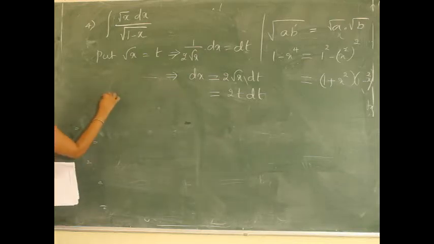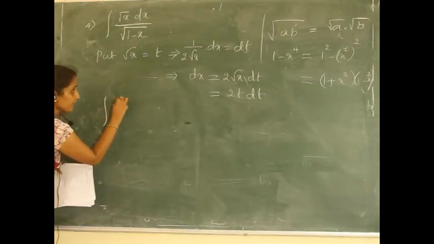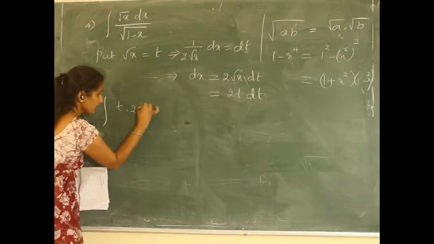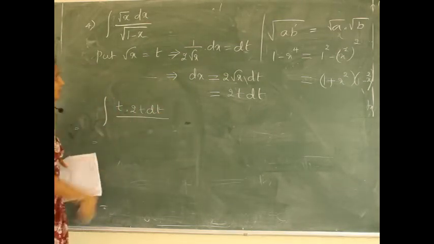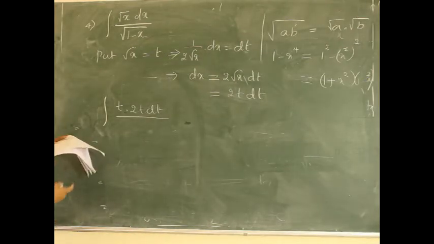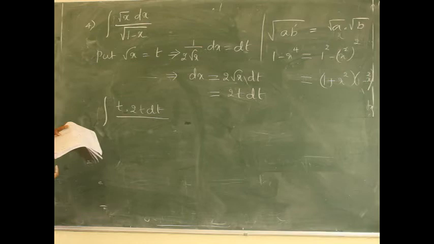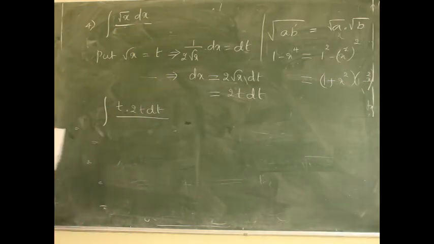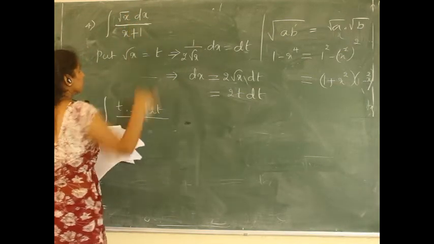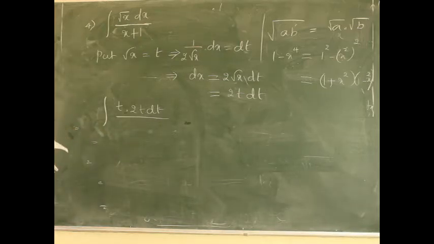Now substitute these values in the given integral. So we'll get the integral of root x, which we have taken as t, and dx can be written as 2t dt, divided by root 1 minus x. So root 1 minus x can be written as, so it is not root 1 minus x, it is just x plus 1. So x plus 1 can be written as, if root x equal to t, then x square is equal to what?